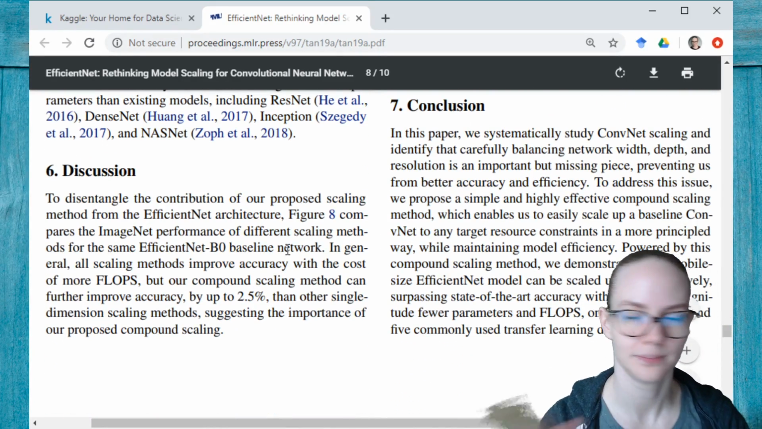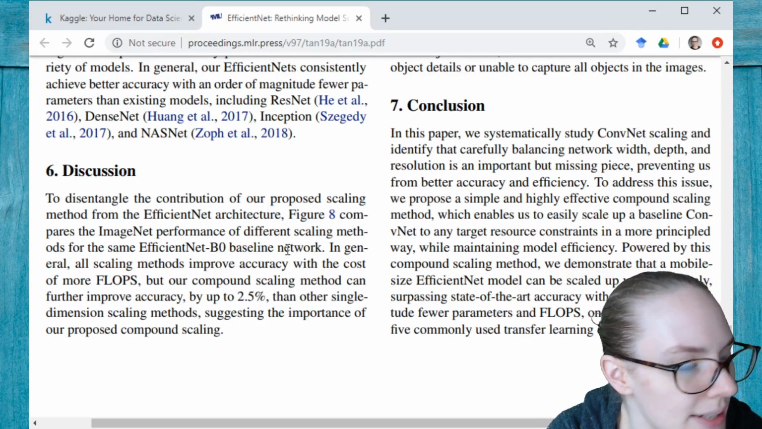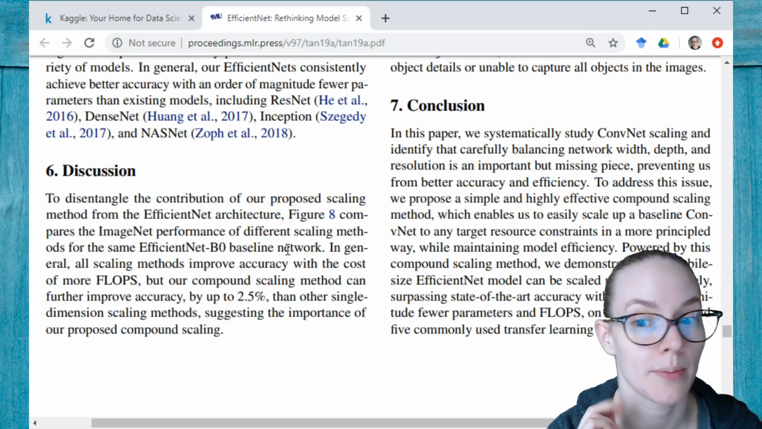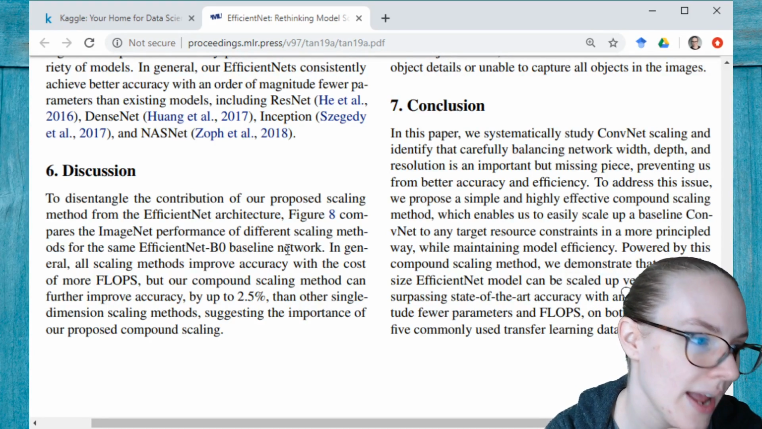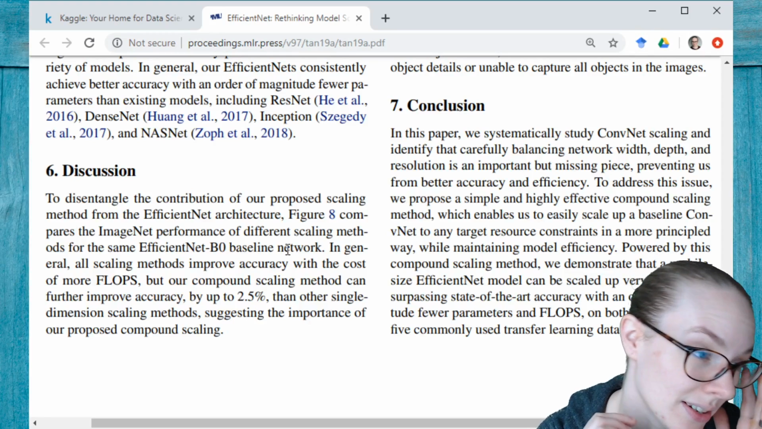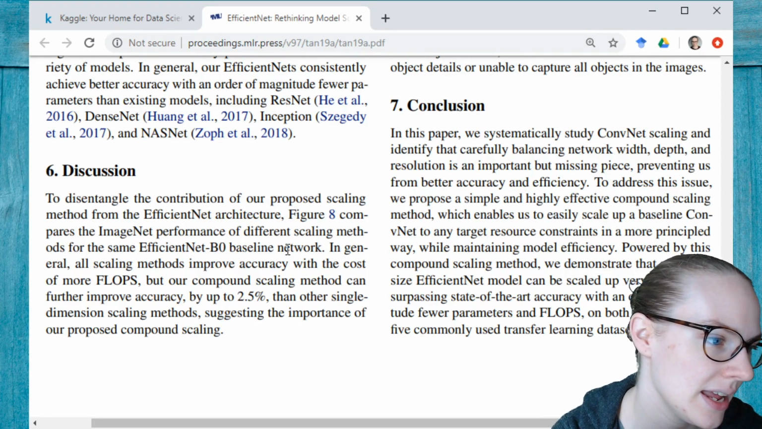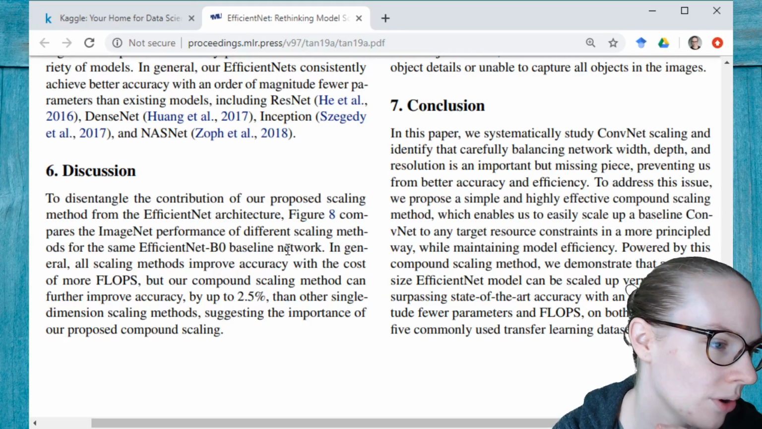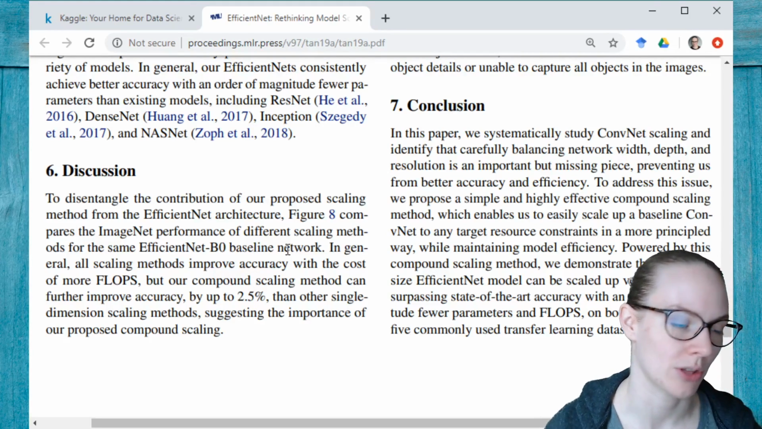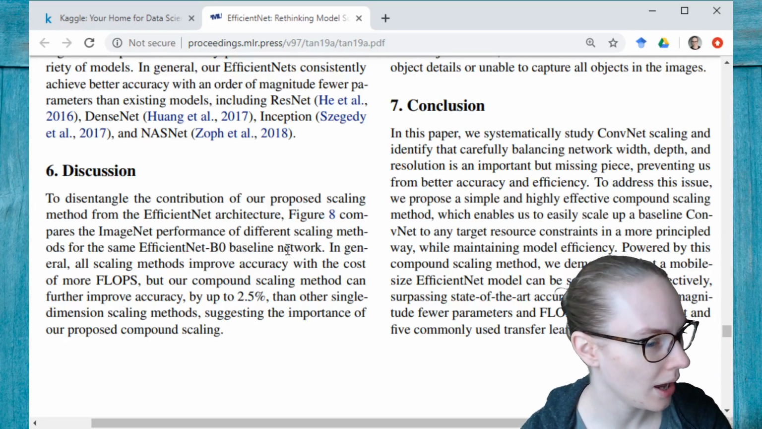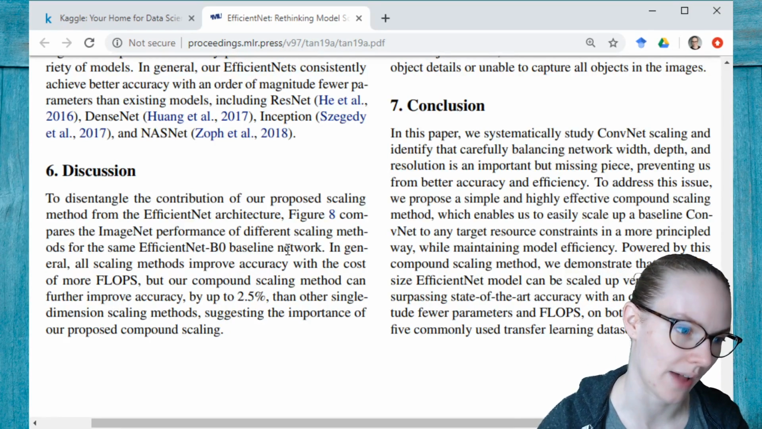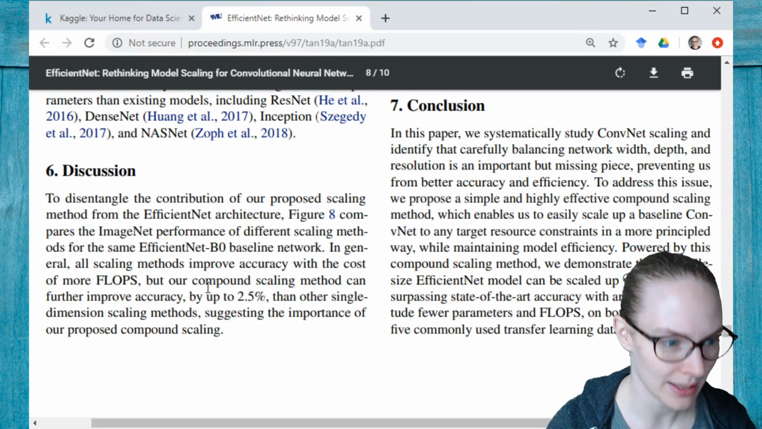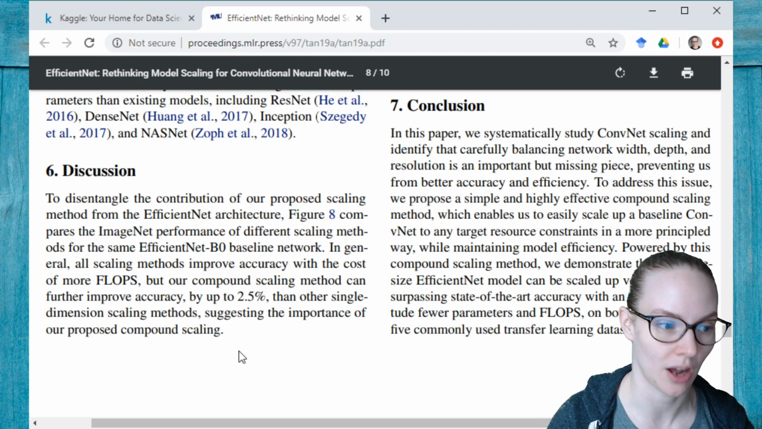All right, discussion. To disentangle the contribution of our proposed scaling method from the EfficientNet architecture, because remember there's two contributions of this paper, Figure 8 compares the ImageNet performance of different scaling methods for the same EfficientNet B0 baseline network. In general, all scaling methods improve accuracy with the cost of more flops, but our compound scaling method can further improve accuracy by up to 2.4% than other single-dimension scaling methods, suggesting the importance of our proposed compound scaling.